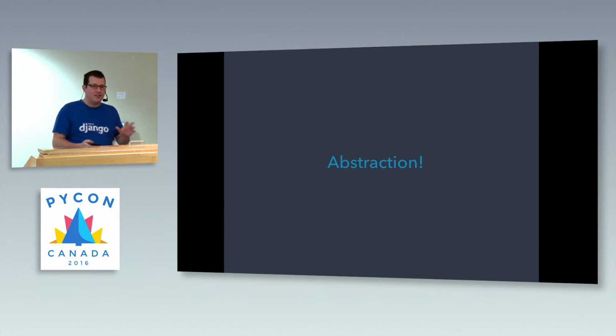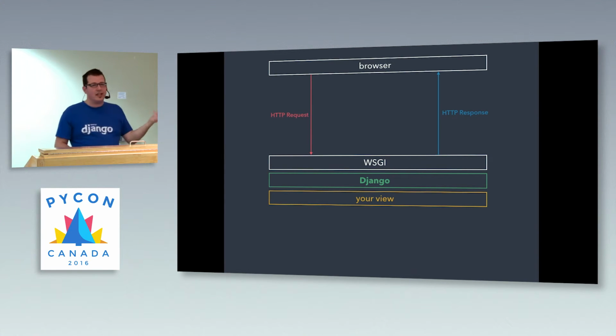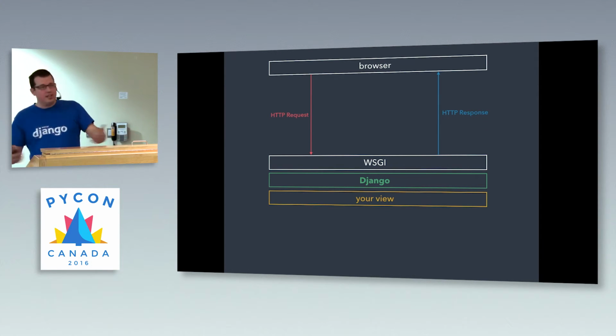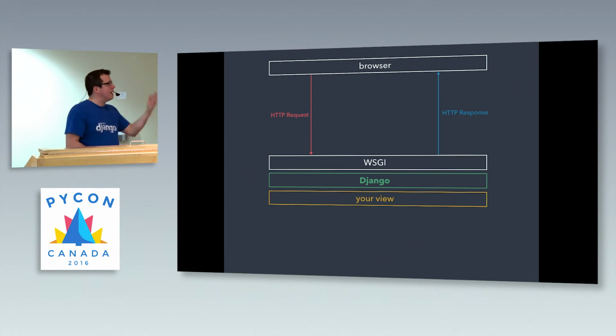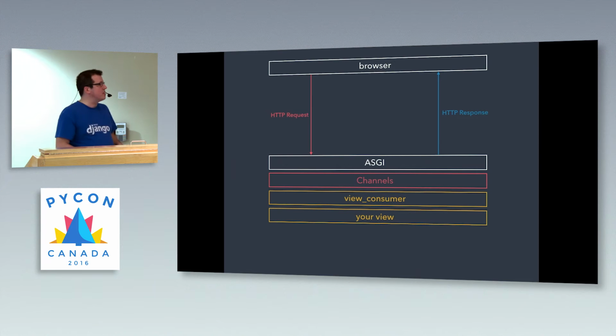So let's look at that visually to try to break it down a bit more. Currently in Django, you have your browser. It sends an HTTP request over the network. We have a WSGI server that translates that into a WSGI HTTP request. Django does some additional processing on it to make it a native Django request. It calls your view, does stuff, you return it, and it goes back up to the browser. So fundamentally, switching to Channels looks like this.